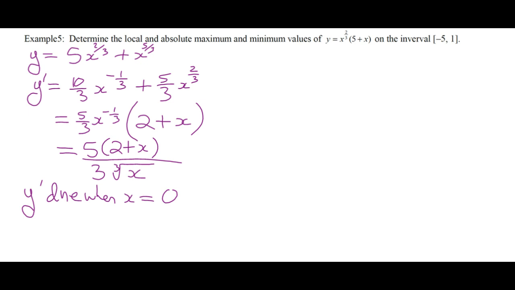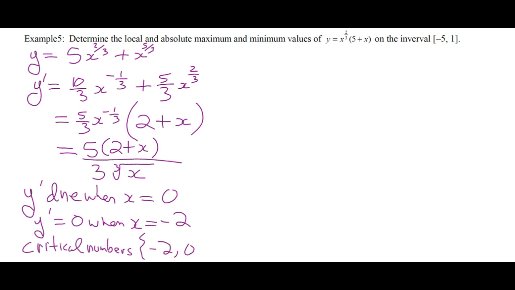Okay, and when is y prime equal to 0? When x is -2. So basically we're just looking in the numerator for when, how do I make the numerator 0? That's going to make the expression 0. So we have two critical numbers, right? So let's write that down. Critical numbers are -2 and 0.